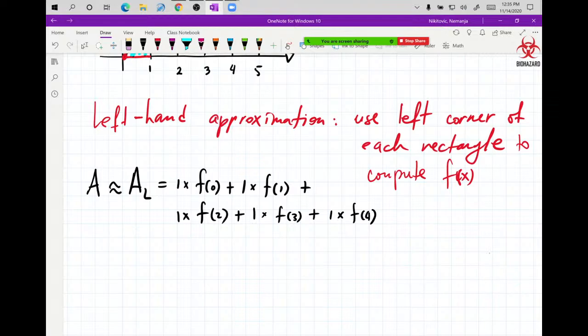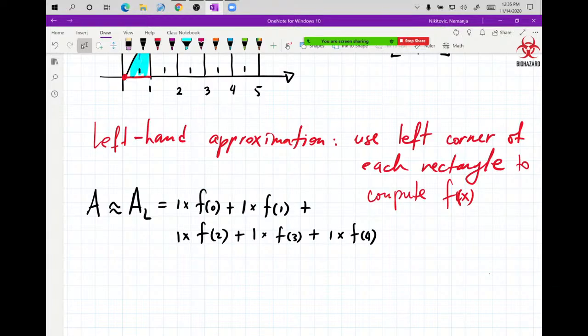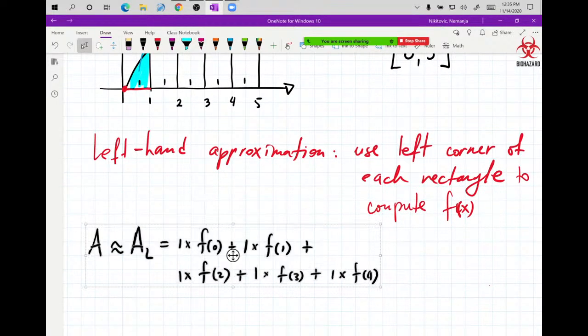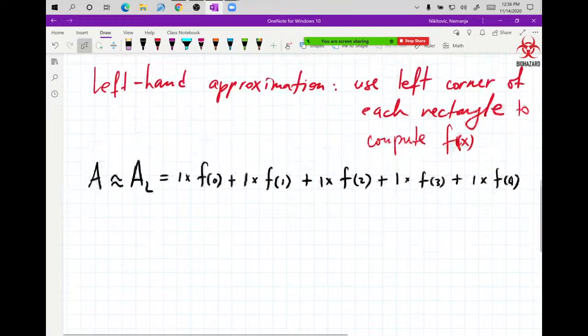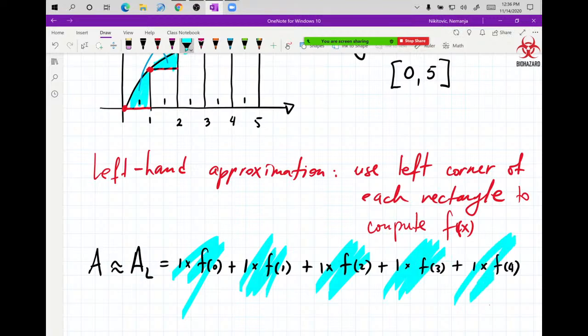Let me just put this a little bit down, put it in the same line. There we go. That goes right here. Do this in your notebook. One, two, three, four, five. Five rectangles from the picture, right?